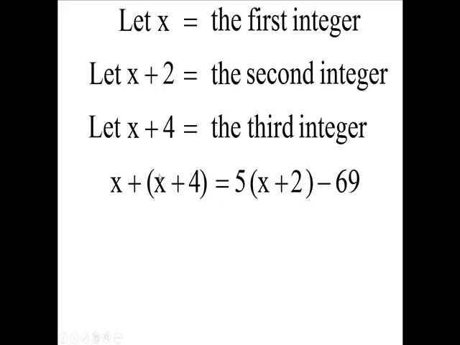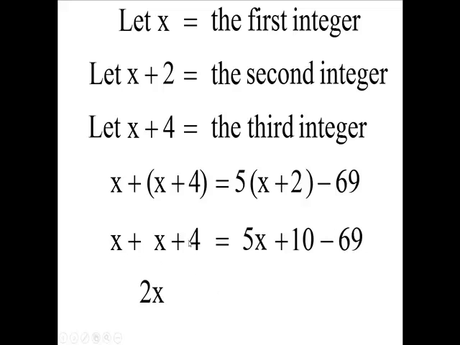Now we don't need these parentheses. Let's do away with the parentheses. We have x, and we have x, and we have 4. On the right side, I have 5 times x and 5 times 2, and take away the 69, of course. Now, x plus x is 2x. Bring down the 4. Bring down the 5x.